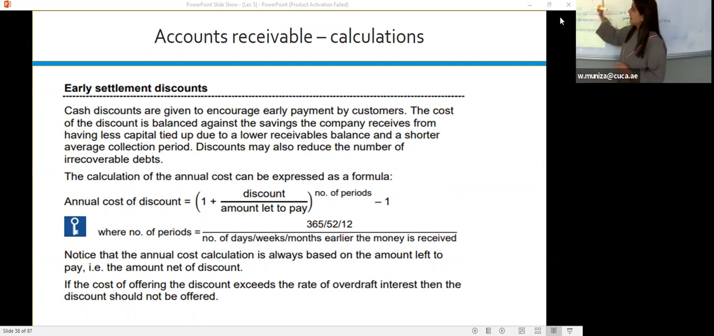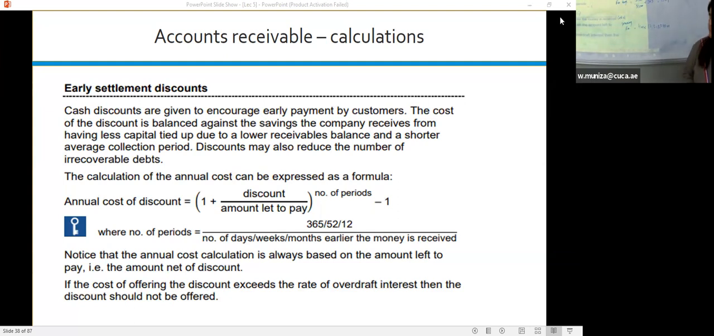Now, if this annual cost of discount is lesser than the interest rate or the finance cost, then we should go for the discount. We should make the discount possible for the receivables, otherwise not. And when we have to pay the payables, then opposite. If the annual cost of the discount for payables is higher than the interest cost, then we are going to avail the discount.